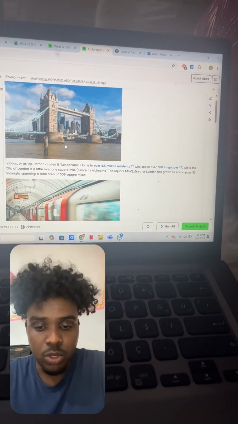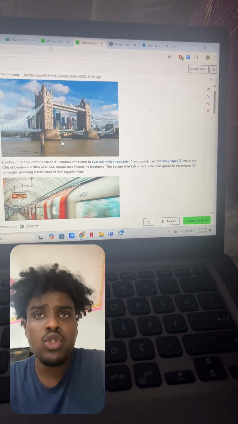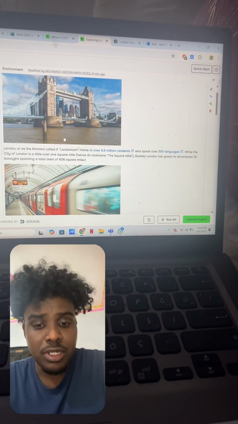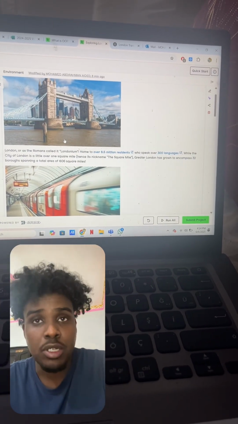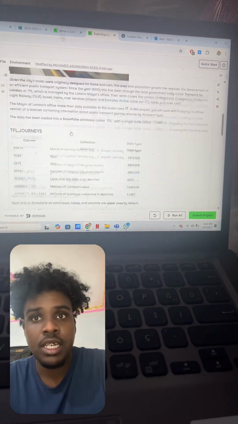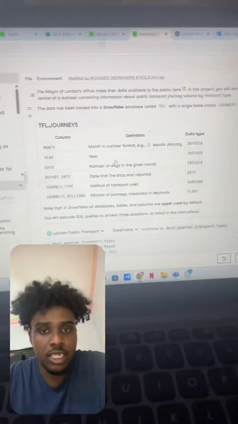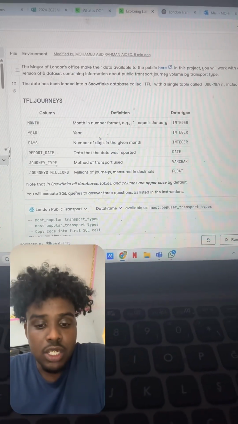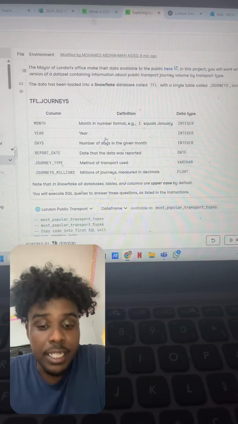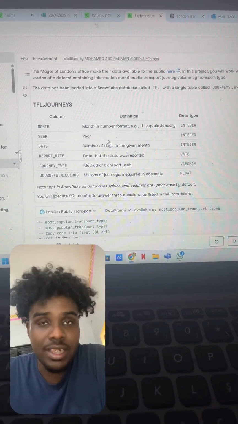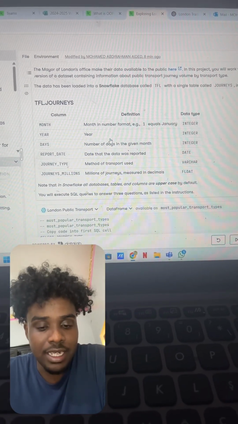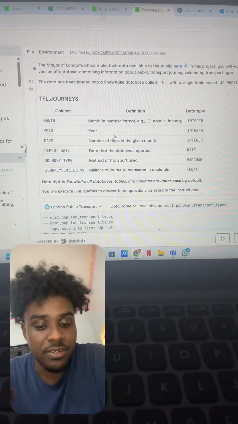So we use SQL for the project. Our dataset is stored in a Snowflake database called TfL. It contains the table journeys, which logs monthly journey counts for various transport types across different years.